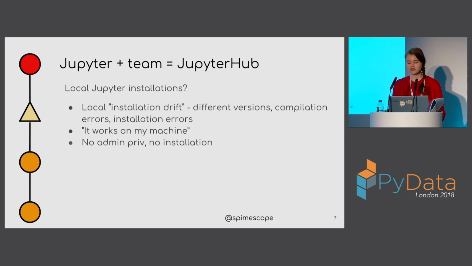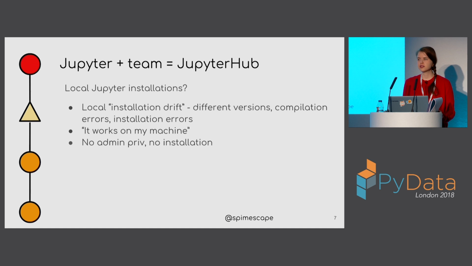So this is something that I've called installation drift. Basically, people install different versions of scientific computing packages. They have different operating systems. You have some people that don't have admin privileges. You have some operating systems that don't work well with package managers, for example, and things like that.